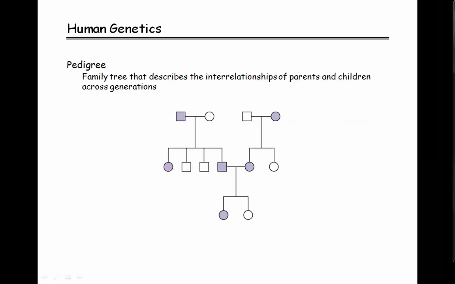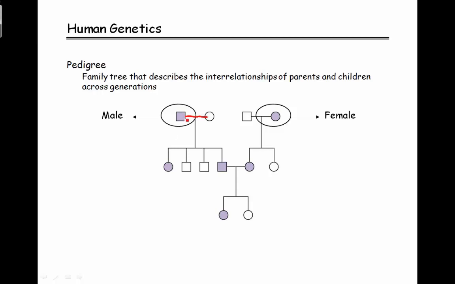Now, if we talk about the different things that we can determine from looking at this, first off, the males and the females are distinguished based on their shape. The males are always represented with squares, and the females are always represented with circles. Additionally, if you have a horizontal line that connects two individuals, such as this one here and this one right here, that indicates a mating.